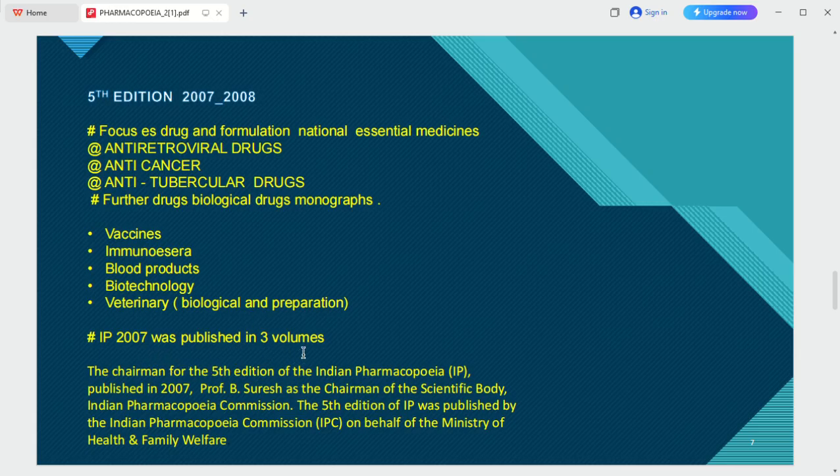Indian Pharmacopoeia 2007 was published in how many volumes, sir? 3 volumes. Okay. Who is the chairman of the fifth edition of the Indian Pharmacopoeia? B. Suresh, the chairman of the scientific body in IPC. Okay. Who is the chairperson of the fifth edition? B. Suresh. Okay.